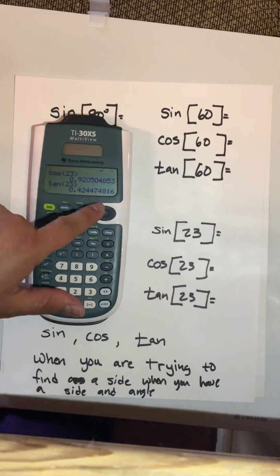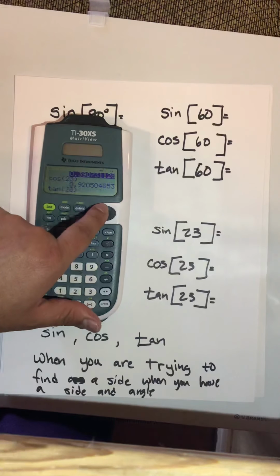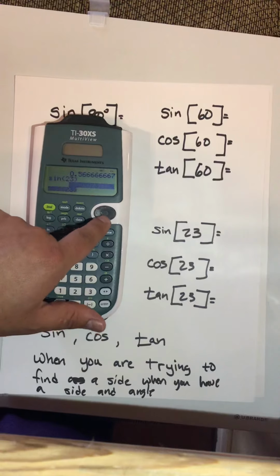And all these numbers, they're in decimals. They're just ratios. I'm taking one side and dividing by the other side. And that's what it's saying.